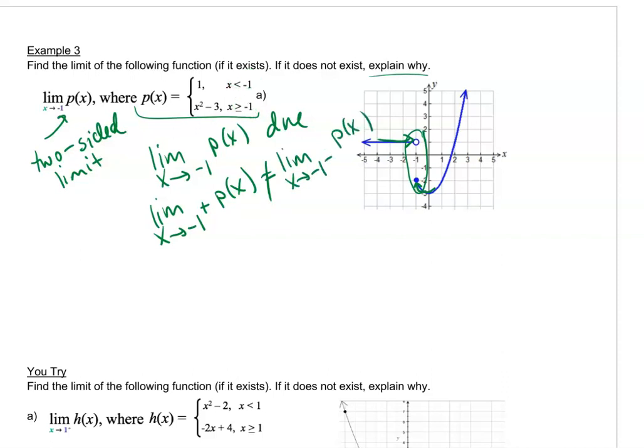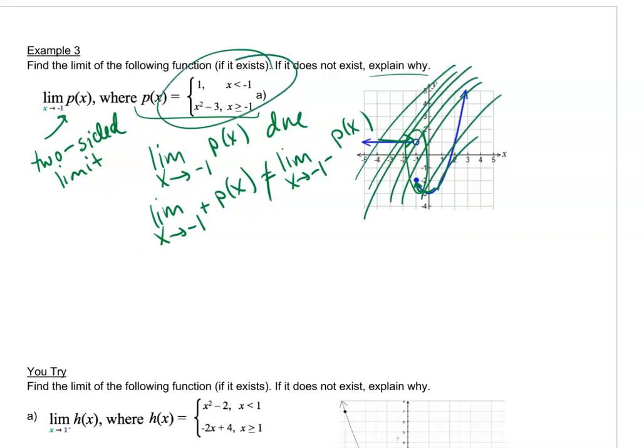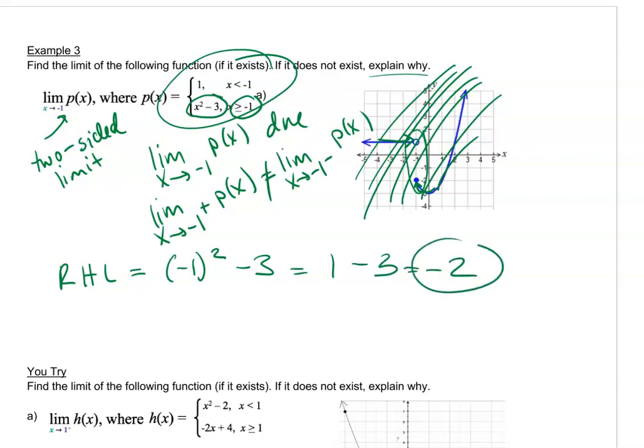Now, let's suppose you didn't have the graph. Let's say all we have is this piecewise equation. What we could do is find the limit as x approaches negative 1 from the right. That's this one here. We could find the right-hand limit by looking at what the values of p of x equal when x is on the right-hand side, which would be values greater than or equal to negative 1. So I could plug negative 1 in for x for that piece, and I would have 1 minus 3 equals negative 2. So that's my right-hand limit.